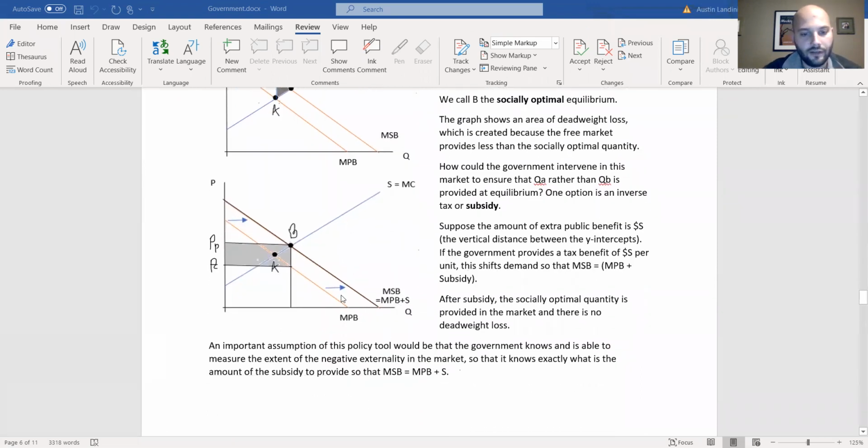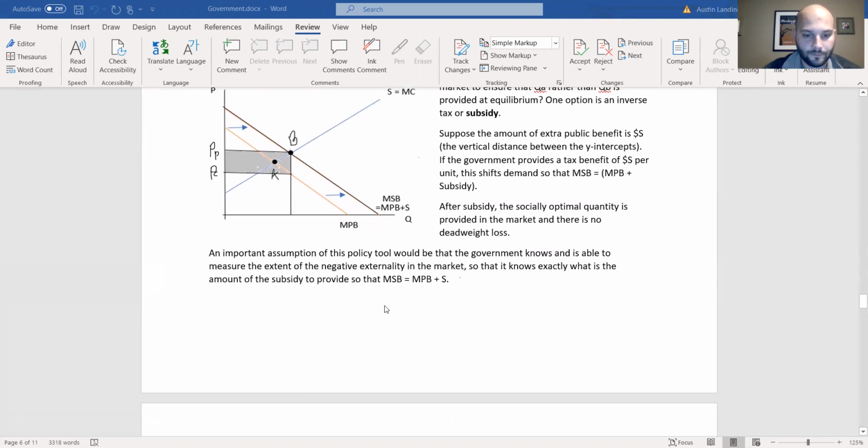Right, that subsidy shifts the private benefit curve by the amount of the subsidy, and we end up at the optimum.